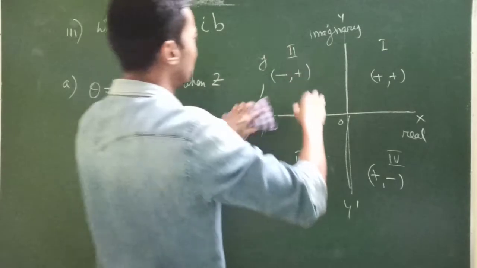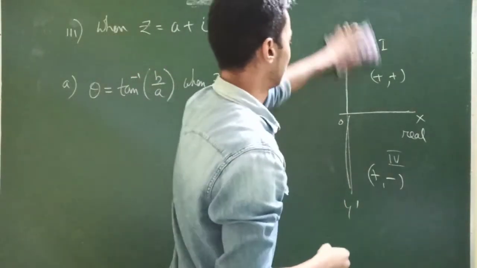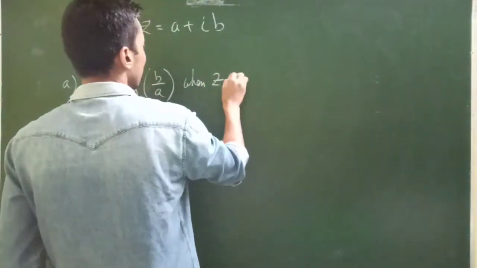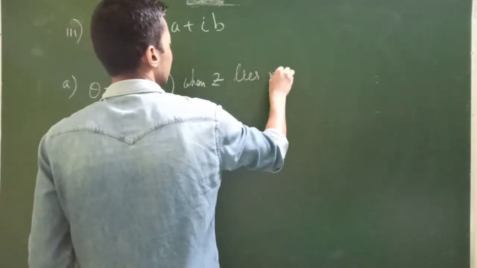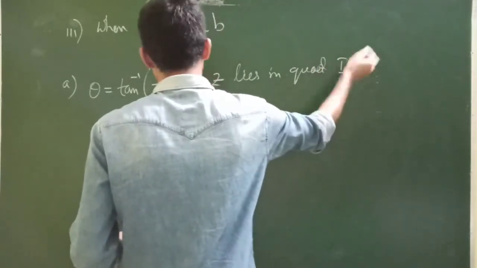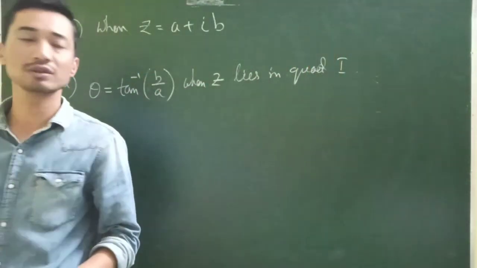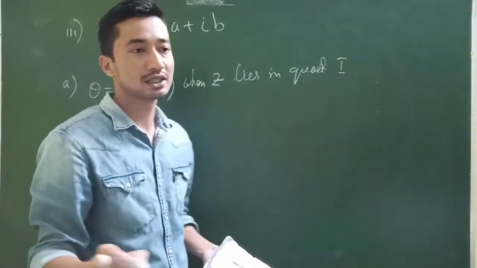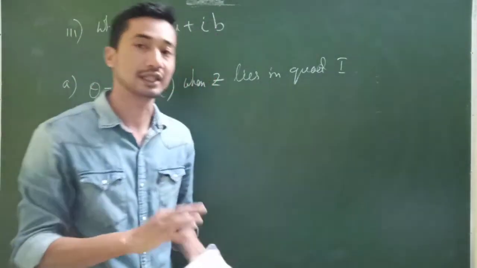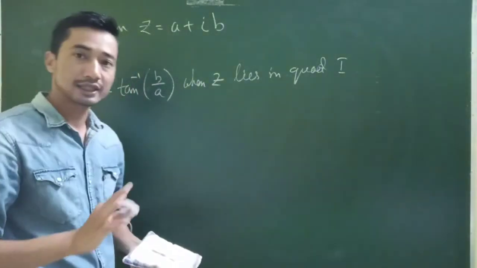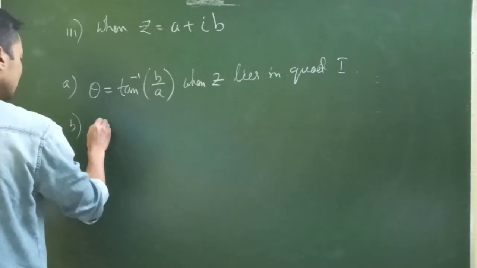I'm going to rub this off now, because you may already have written it down in your notes. When z lies in the first quadrant, theta will be simply equal to tan inverse of b by a. Don't worry, when we solve the exercises we will be practicing, so if there's a small confusion during the exercise, it will be completely clear.